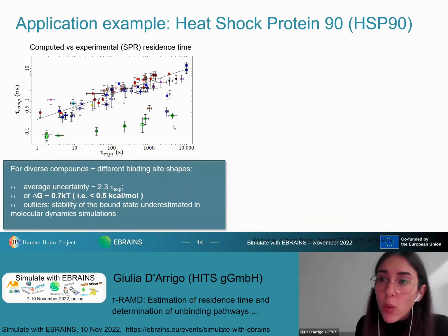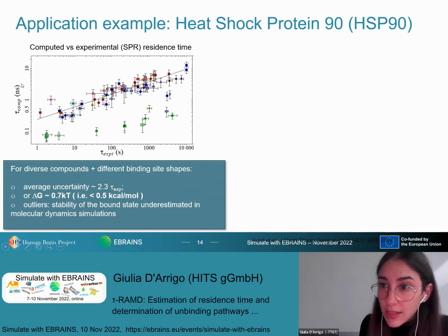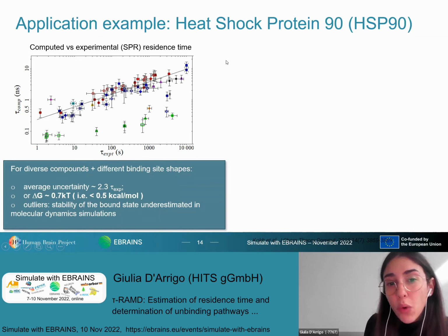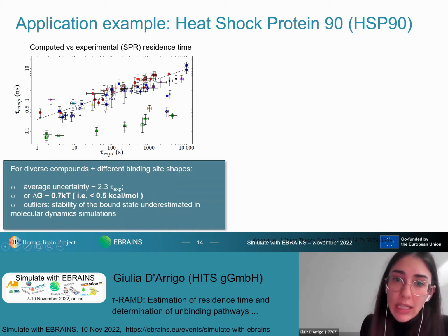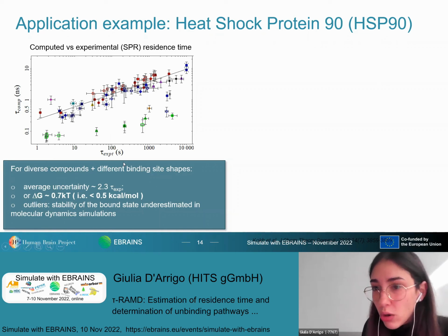This is a plot where we are correlating our computed residence time, which is shown here on the y-axis, and it's expressed in nanoseconds because it's a relative residence time, against the experimental residence time. You can see that for the 70 compounds altogether, we did get a quite good correlation with an average uncertainty of almost 2.3 of the experimental value. But of course, you can see that there are some outliers, like this green one here. And we actually think that this is due to insufficient sampling of the bound state.